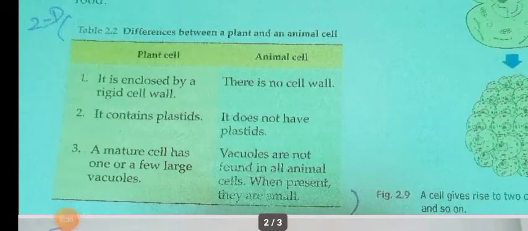Okay, now detailed answers. Draw a plant cell and an animal cell. Distinguish between them. The plant cell is enclosed by a rigid cell wall, whereas in the case of animal cell there is no cell wall. Plant cell contains plastids. Animal cells do not have plastids. Plant cell, a mature cell, has one or few large vacuoles. In animal cell, vacuoles are not found in all animal cells. When present, they are small.